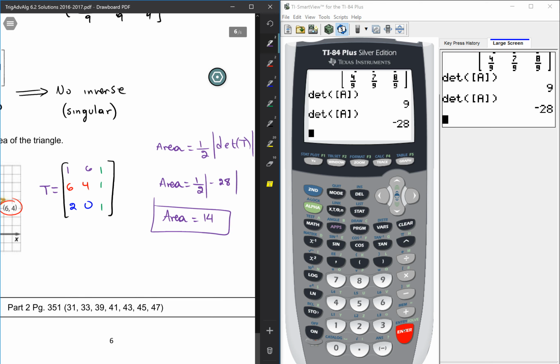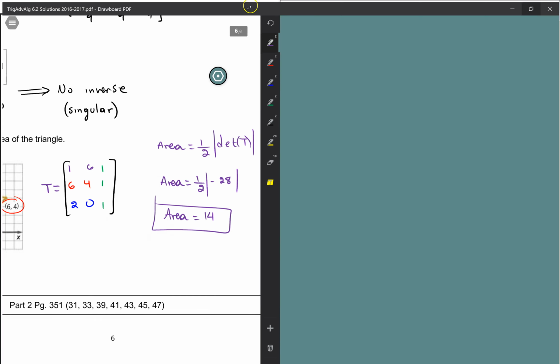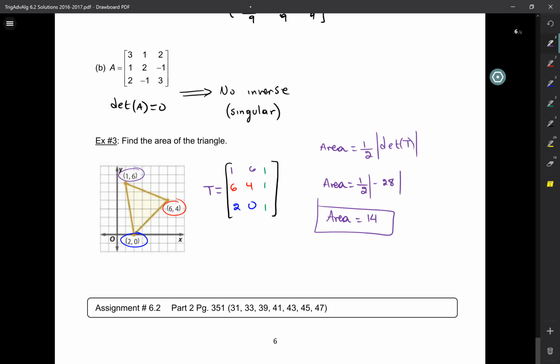Okay? How to plug in the matrix? Okay, I'll be right there. Are there any questions on this? Yes. I do the half. That's part of the formula. Well, 28, half of 28 is 14. I just did it mentally. Okay?